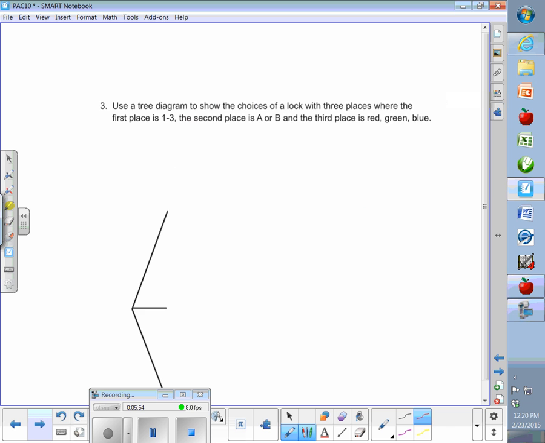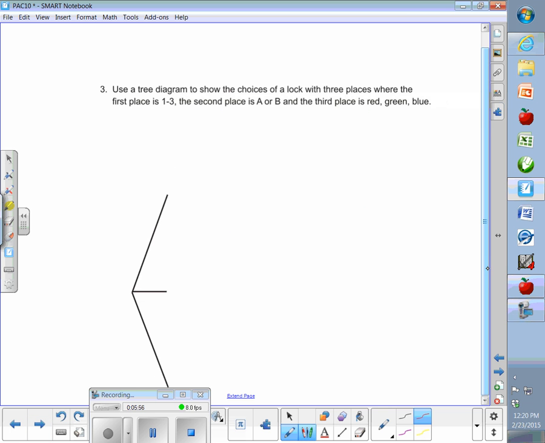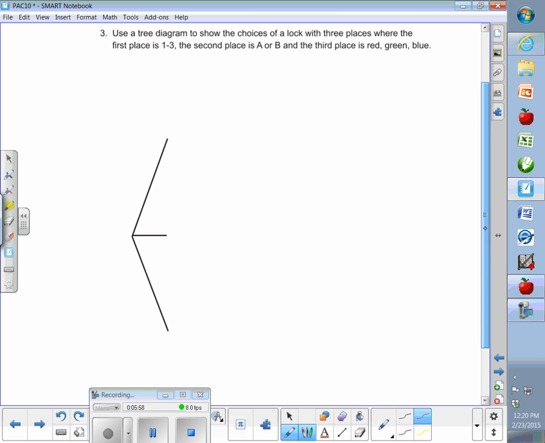On the next page, let's do one more tree diagram. Again, notice that the tree diagram starts at a point, and I did this for you already. So in the book for homework, you're going to have to do it from scratch, and that's how you want to start it. Now, why do I have 3 branches? Because it says the first place has numbers 1 through 3.